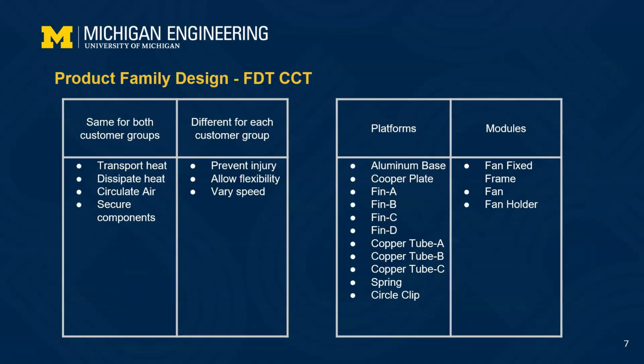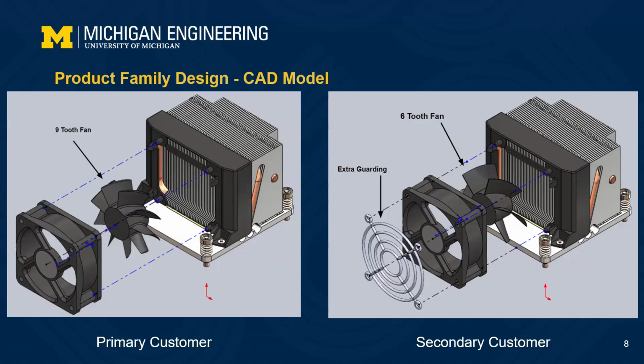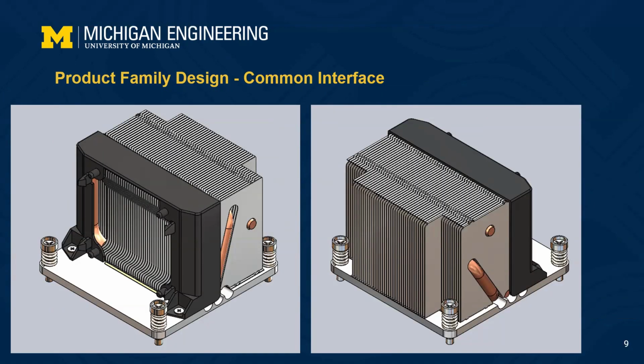As mentioned earlier, there are different customer groups, and each group has slightly different needs, mainly preventing injury, allowing flexibility, and varying speed. Using the function component mapping matrix, we identified module parts that we can change between the two different product variants. Here is our CAD design for the primary customer group and the secondary customer group. And here is the common interface between the two variants. The module components of each variant plug into the same holes in the base platform.